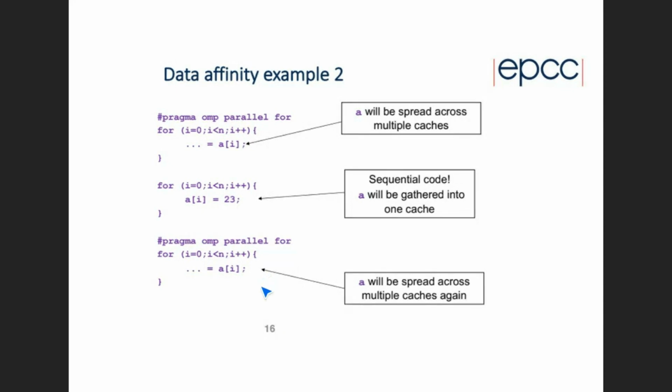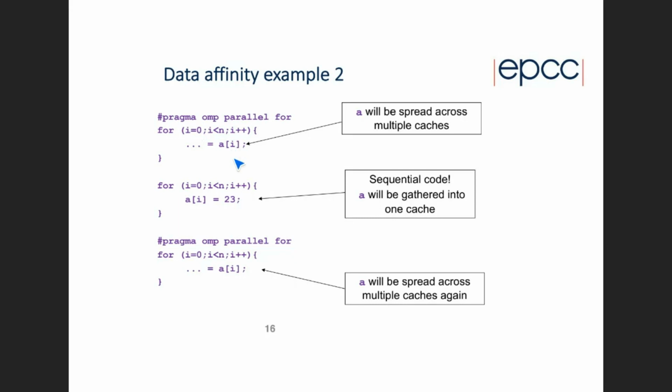Here's another example, the same sort of thing. Suppose we have a parallel loop that reads values from some array A. The next loop is then not parallelized. It's part of the sequential part of the program, so this will be executed by the master thread, and then we repeat the first loop again.